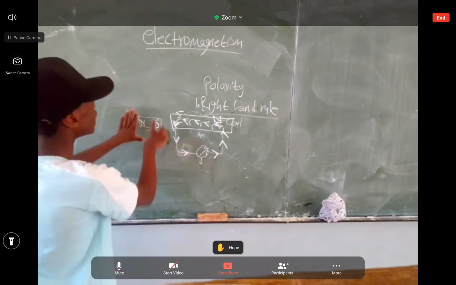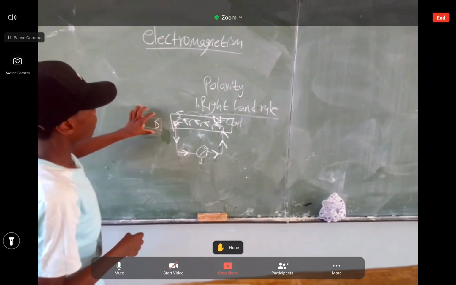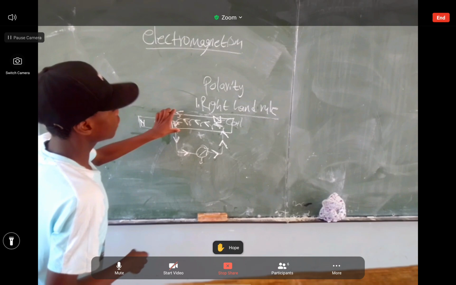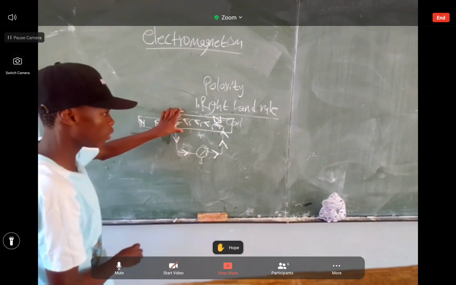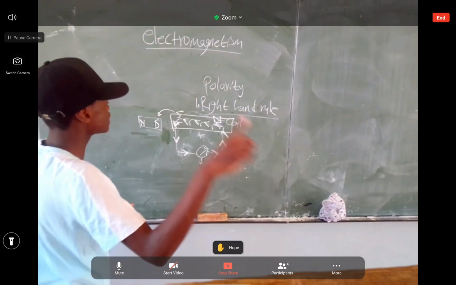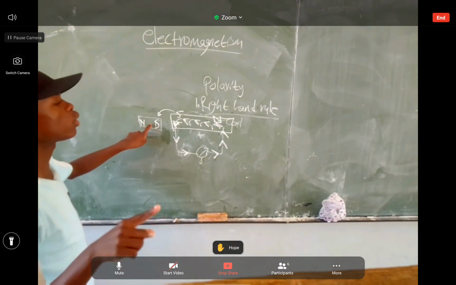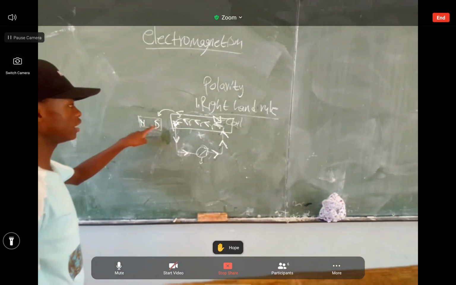And then when we look at our magnet, the principle says if this part is the southern pole, it will induce a south pole on the part of the magnet that is approaching that coil.